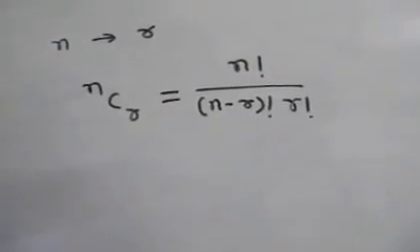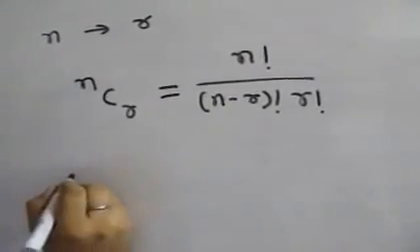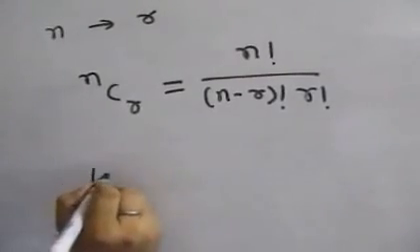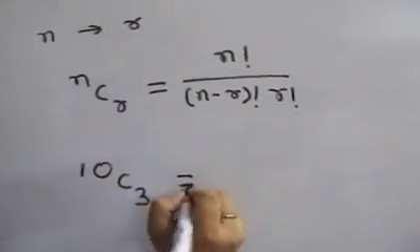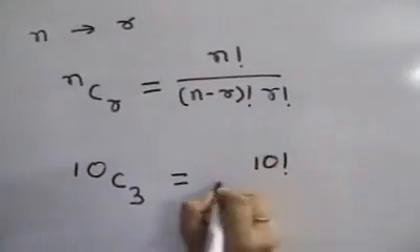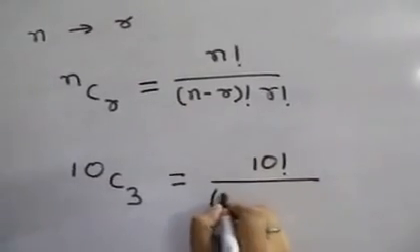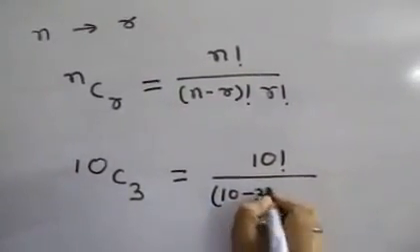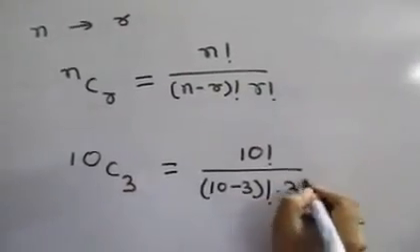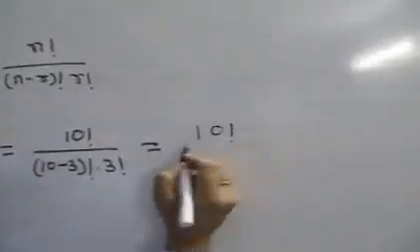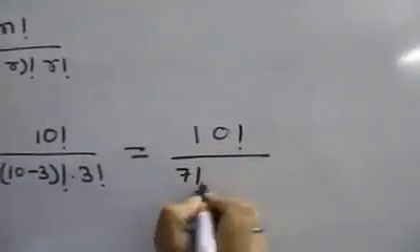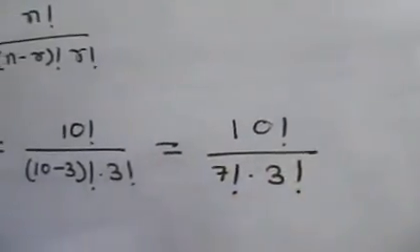Just for example, if I have 10 friends and out of 10 friends I have to select 3 friends, how many ways can I do that? So that is equal to 10C3. 10C3 is equal to 10 factorial, n is equal to 10 here, divided by (10 minus 3) factorial into 3 factorial, or it is equal to 10 factorial divided by 7 factorial into 3 factorial.